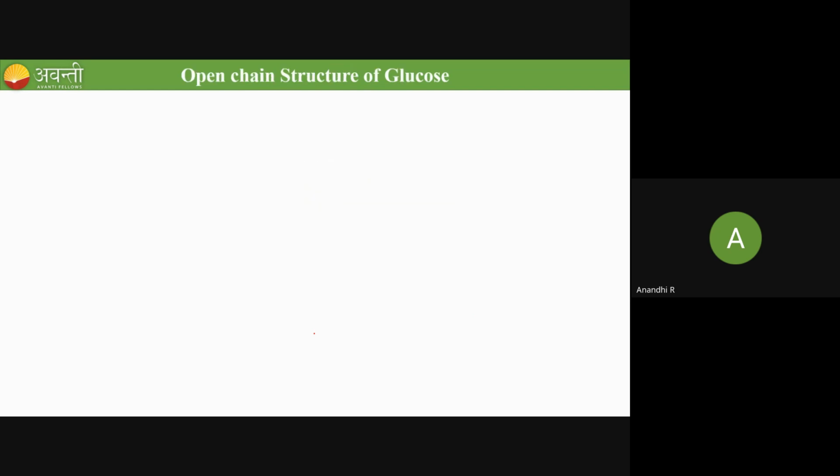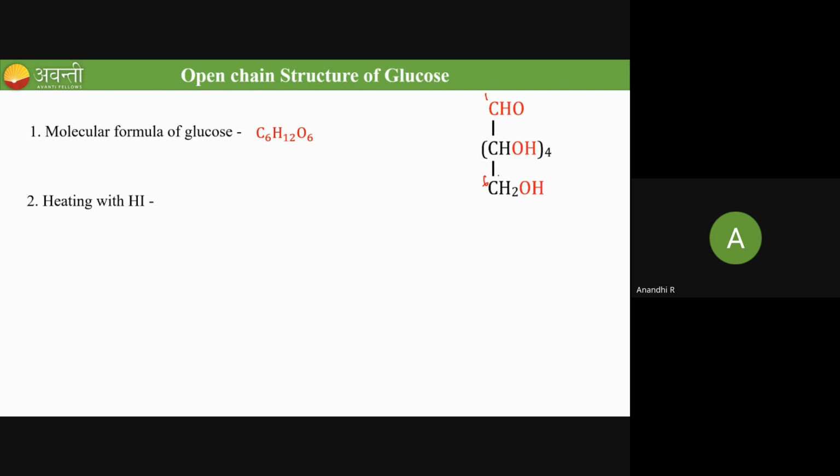So moving on to the open chain structure of glucose, let's see the molecular formula. It is C6H12O6, right? And this is the structure. The first carbon contains the aldehyde group, and from the second carbon till the fifth carbon we have a CHOH group attached, and the sixth carbon is CH2OH. So this is the open chain structure of glucose.